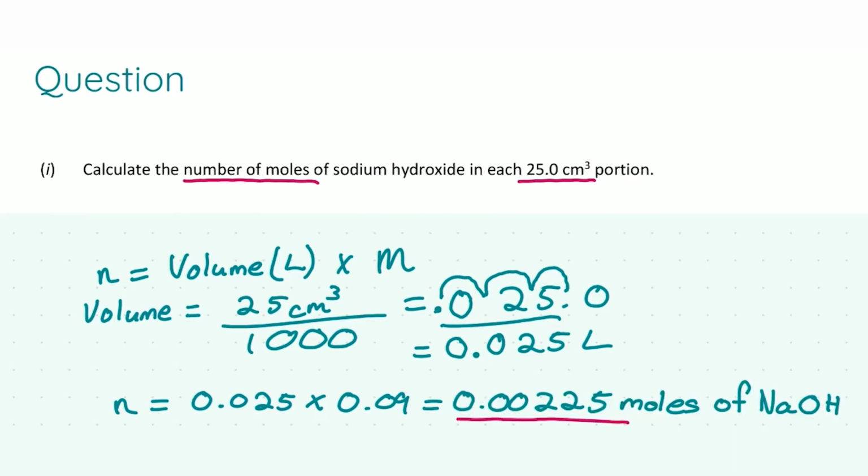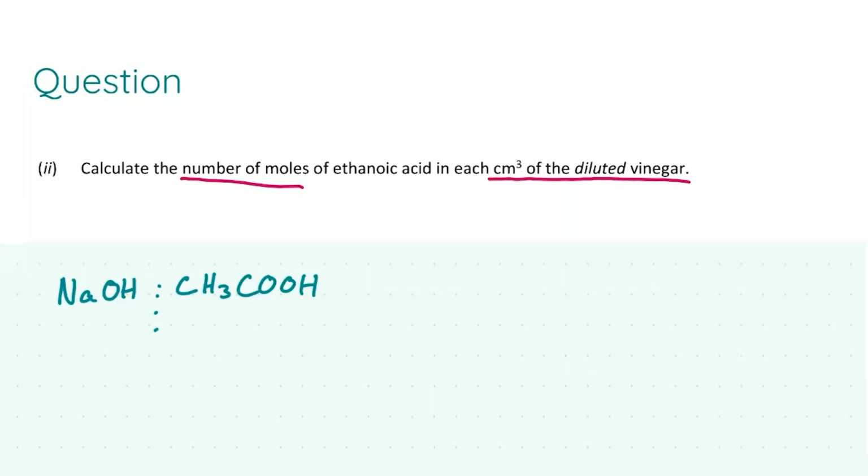Now you have 0.00225 moles of sodium hydroxide in each 25 centimeter cubed portion for this titration. So for this, you'll receive 4 marks for the correct answer. We'll move on now to the second part. Now, on to the second part of this question.